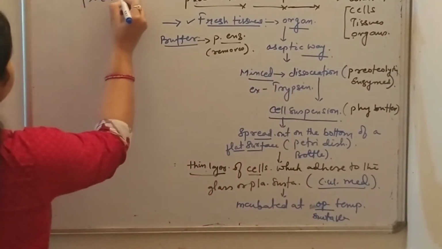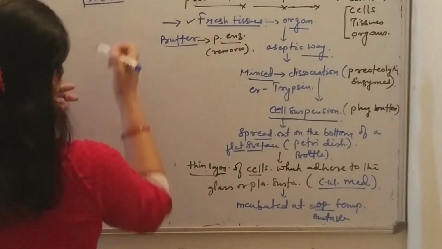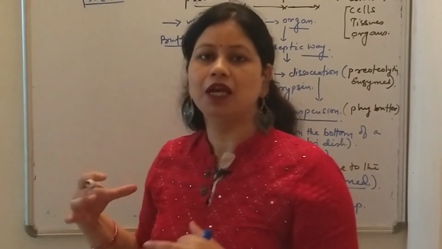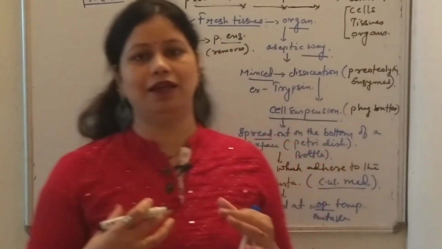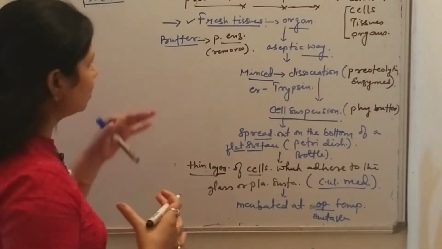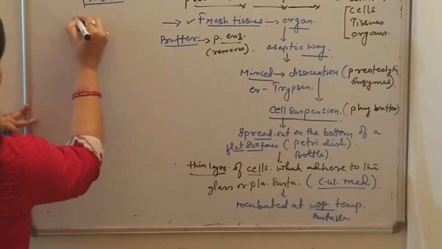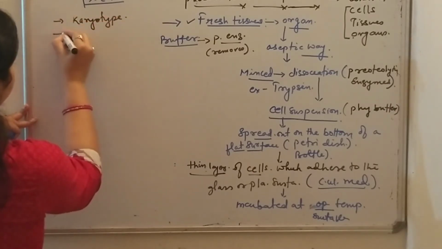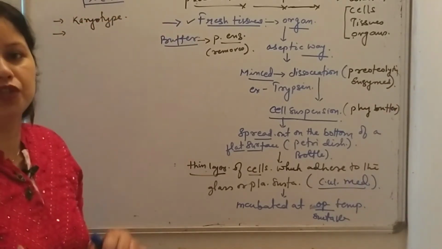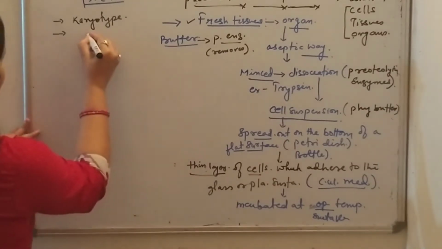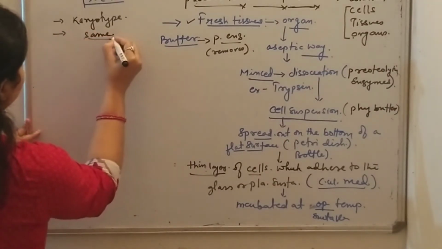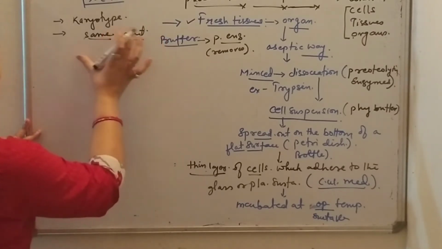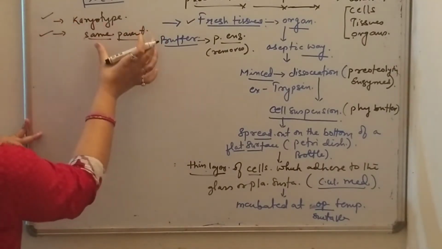So let's suppose primary cell culture is achieved. Now what are the characteristics of the cells obtained as a result of primary cell culture? These cells have the same karyotype as their parent cell. Morphologically, physiologically and genetically they are almost the same as their parent cell.